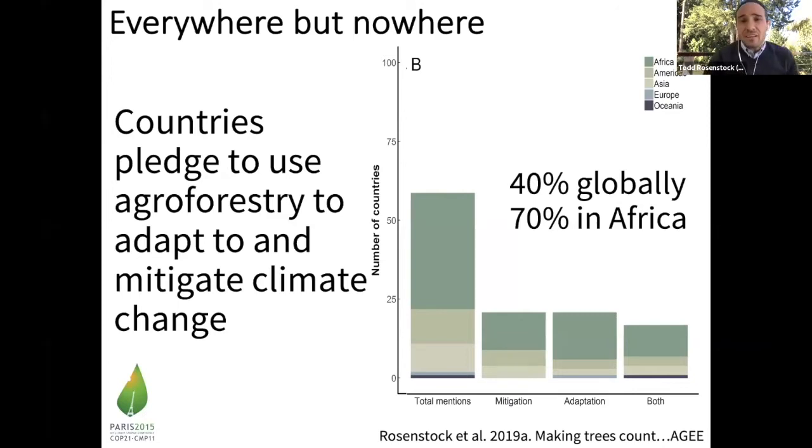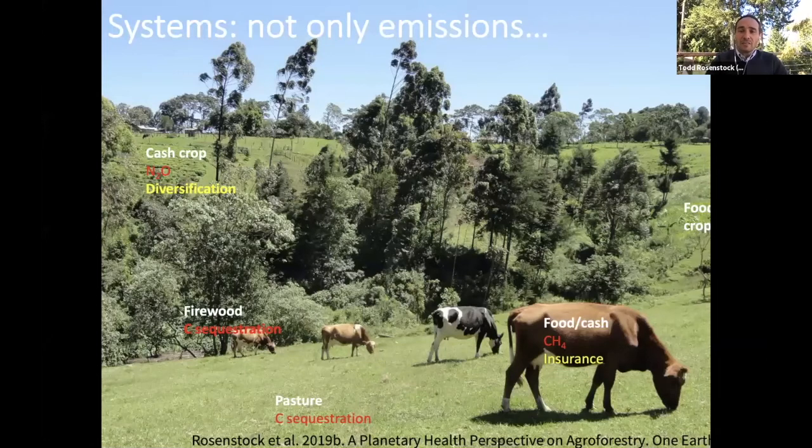But when you start thinking about systems, as I said, it starts to get complicated. This is a picture from Western Kenya, in a landscape that I worked in for many years. And what you have is these mixed systems. You have cows that are producing methane. There's pasture and carbon sequestration happening. There's cash crops, that's tea in the background on the left, that they're using fertilizer on. So you're seeing nitrous oxide emissions.